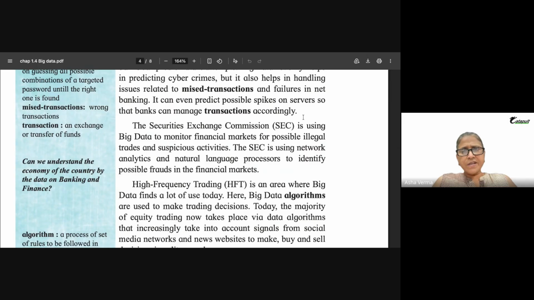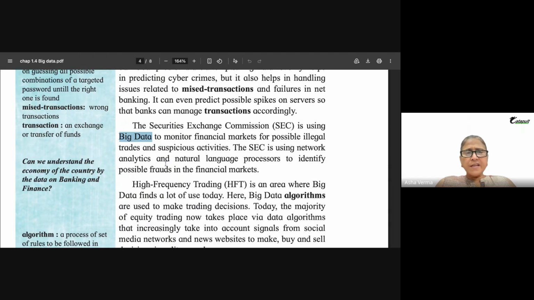The Securities Exchange Commission is using big data to monitor financial markets for possible illegal trades and suspicious activities. So data is also used to make sure that people are not doing illegal trading. So that is also monitored using big data. So wherever amounts larger than a certain amount are being invested to and fro, the security agencies are alerted.